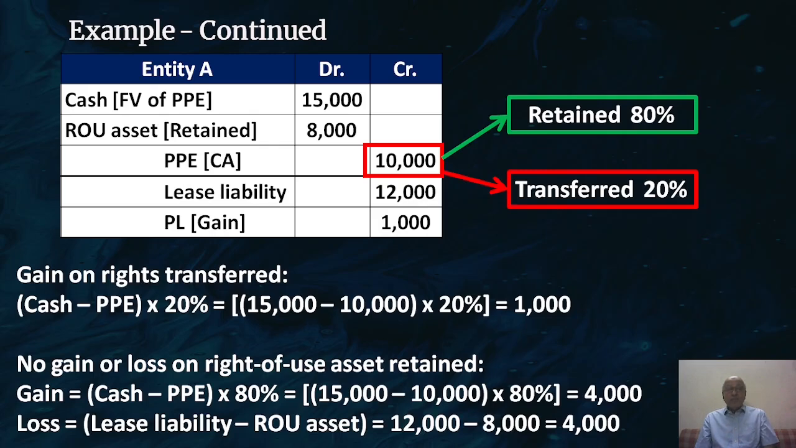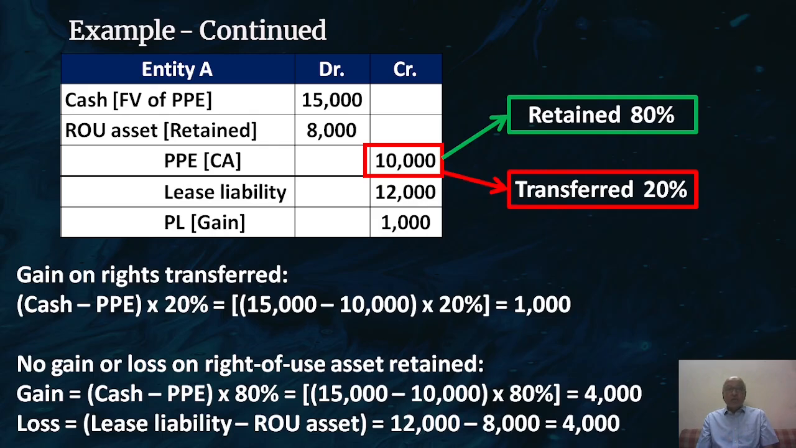That is 80% of PPE, that is the difference between the fair value and the carrying amount. 15,000 minus 10,000 into 80%, that is 4,000 rupees. You go back, total profit is 5,000, 1,000 in regard to asset transfer. Balance 4,000, 5,000 minus 1,000, is retained. So 4,000 is the gain.